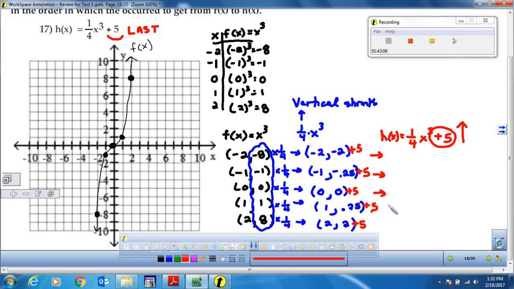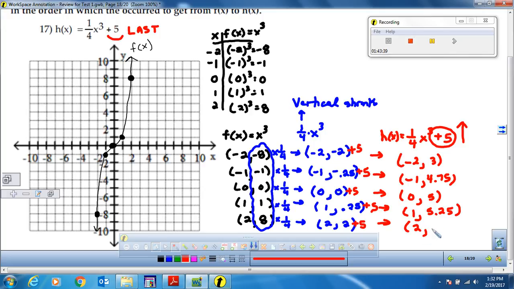So if I add the 5 to all the y values on these points, then we're going to get the points -2, comma, -2 plus 5 is +3. Next point, -1, comma, then -0.25 plus 5, it would be 4.75. Then 0, comma, 0 plus 5 is going to give me a 5. 1, comma, 0.25 plus 5 is 5.25. And the last one is 2, comma, 5 plus 2 is going to be a 7.